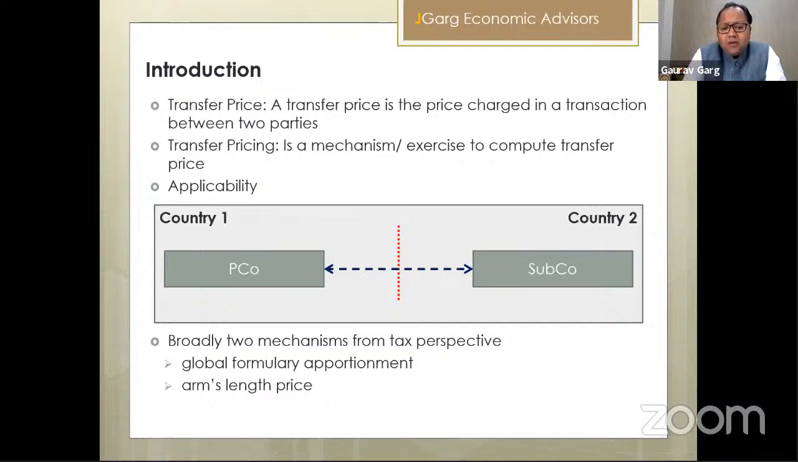So under the arm's length price approach, we cannot take a stand that because my group is in loss, I cannot remunerate my captive units or my other companies. The reason is very clear: we are following the arm's length price approach and not the global formulary apportionment approach. So under the arm's length price approach, each entity is considered as a separate entity, and each entity is remunerated based on its contribution to the transaction.